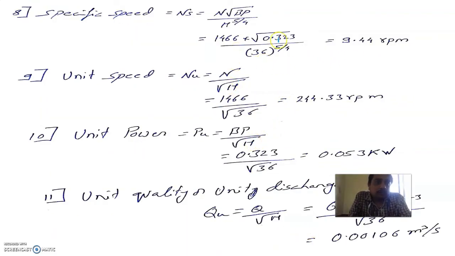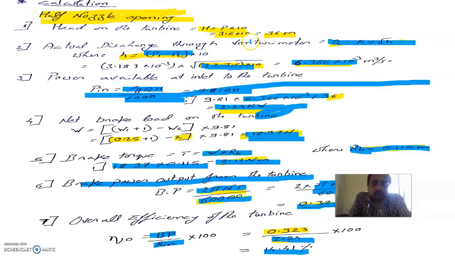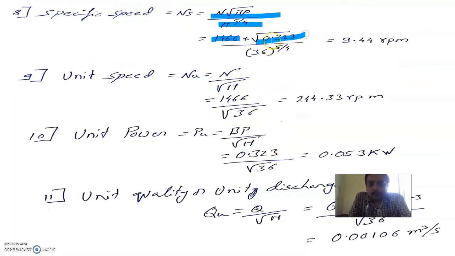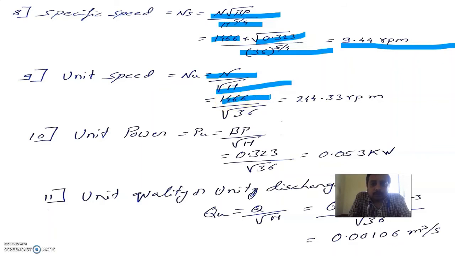You're going to find the specific speed. Specific speed is nothing but N under root BP by H raised to 5 by 4. N is 1466, BP you have found out here, that is 0.323, and H is 36. So you got an RPM of 9.44. Then you need to find the unit speed. Unit speed is nothing but N by under root H. N is 1466, under root H, H is 36. You got an RPM of 244.33.